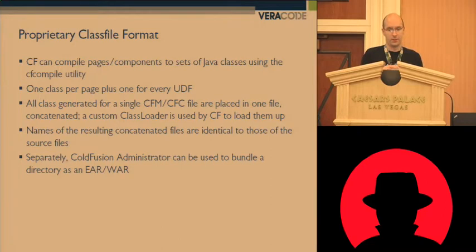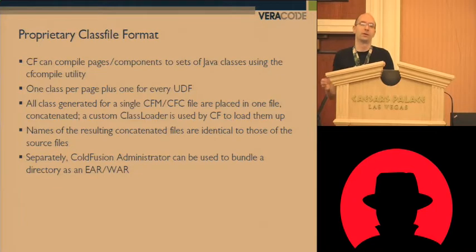And so for each file, it generates one class per page or component. And then in addition, any functions, any UDFs defined in that page or component also get their own classes. And ColdFusion comes with a utility called CFCompile, which does the precompilation if you want.